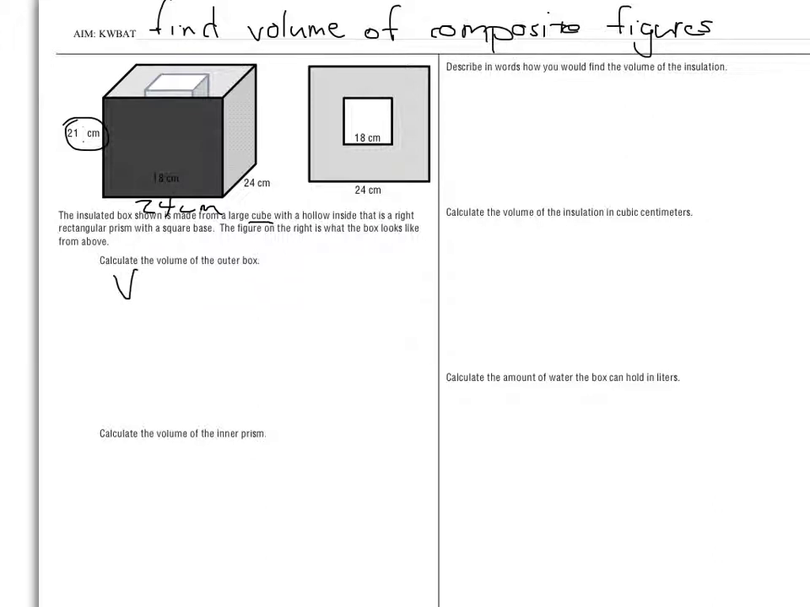So our volume of the outer box would be area of base times height because it is a form of a prism. Go ahead and calculate that on your own. All right, so the area of our base would be 24 by 24 times a height of 21, which, when we calculate that out, is going to give me 12,096.